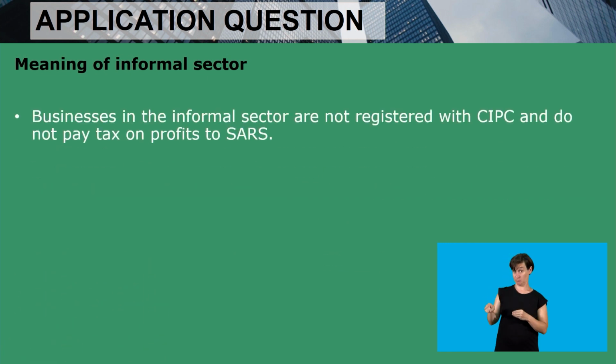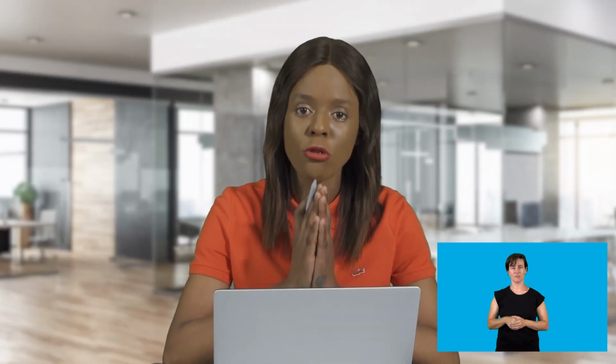Businesses in the informal sector are not registered with CIPC and do not pay tax on profits to SARS. So all businesses that you find under the informal sector, these businesses are not registered with the CIPC, and they do not pay tax on the profits that they make. So all the profits that they make belong solely to the owner alone.